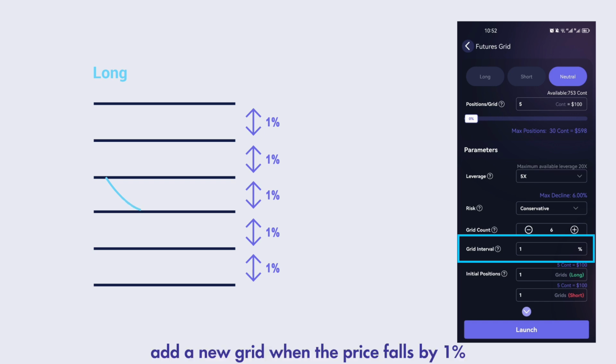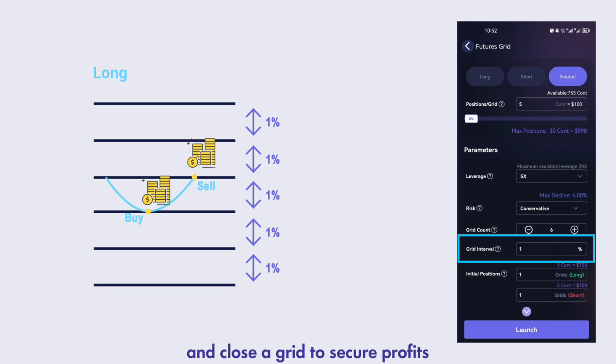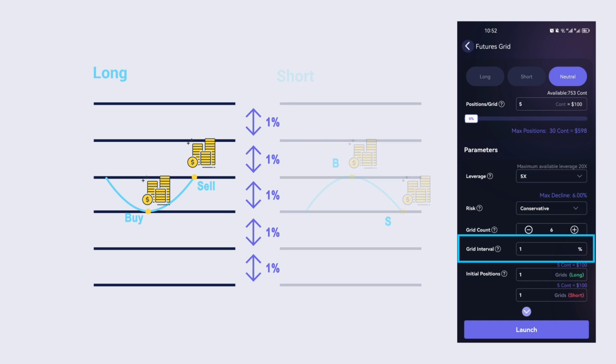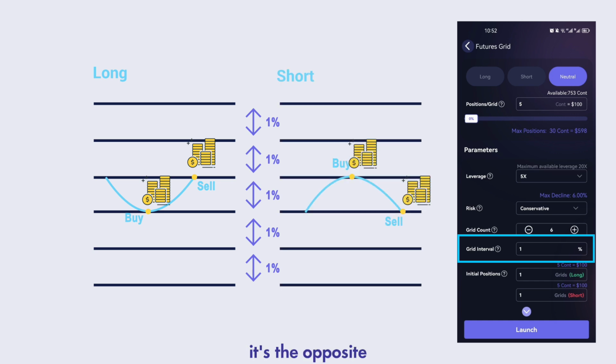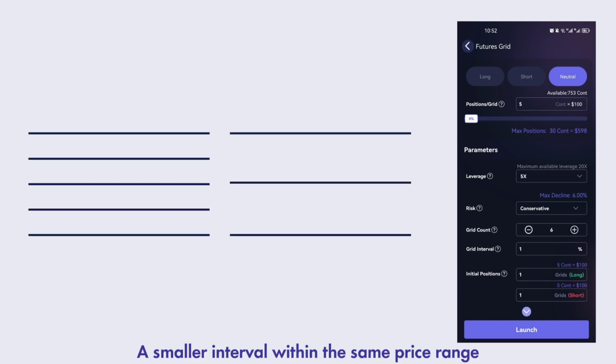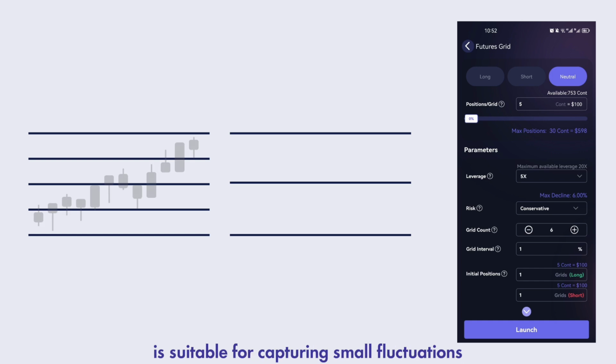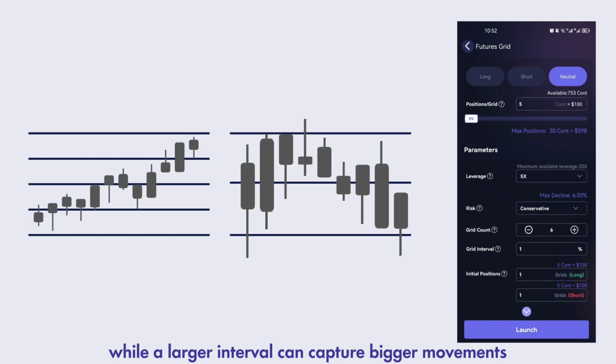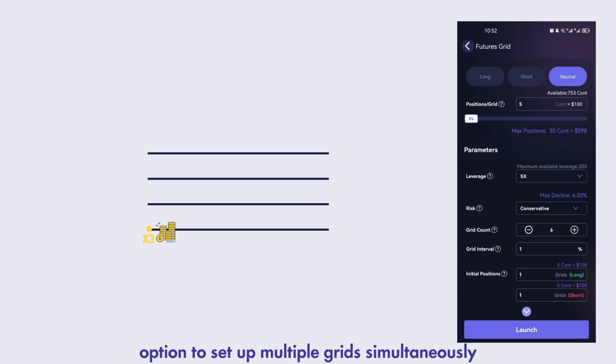The long bot will add a new grid when the price falls by 1%, and close a grid to secure profits when the price rises by 1%. For the short bot, it's the opposite. A smaller interval within the same price range is suitable for capturing small fluctuations, while a larger interval can capture bigger movements. Traders have the option to set up multiple grids simultaneously.